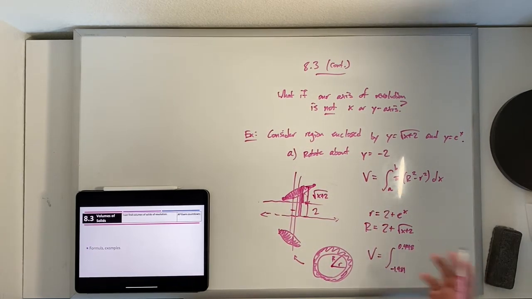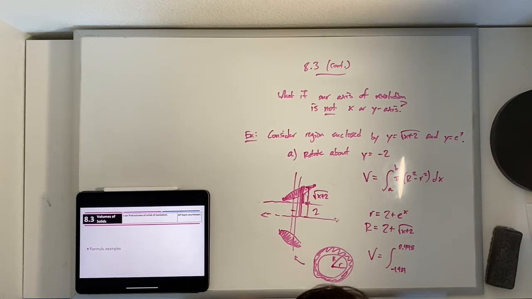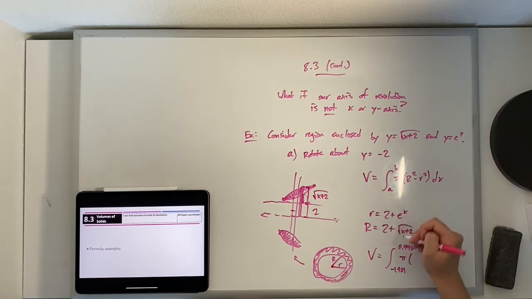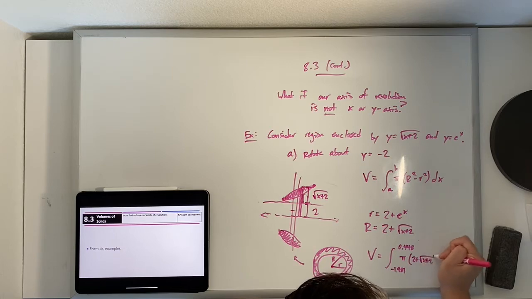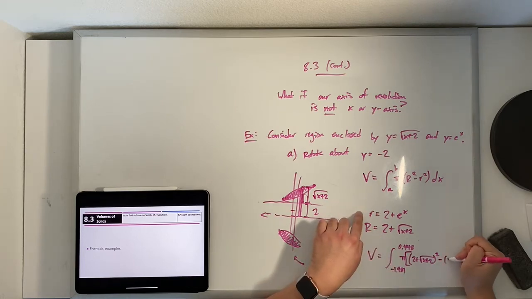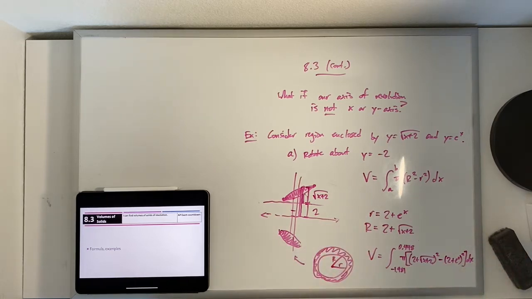So I guess my graph isn't particularly accurate, but that's okay. Times pi, or I'm sorry, integral of pi times big R is 2 plus the square root of x plus 2, squared, minus little r is 2 plus e to the x, squared, dx. Feel free to do this by hand or use a calculator, use Wolfram Alpha, and you should get an answer of 19.724 or 19.725, depending on whether you are rounding or truncating to 3 decimal places.